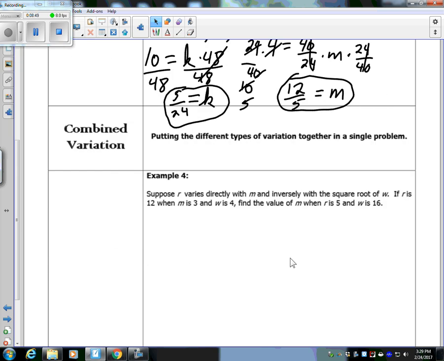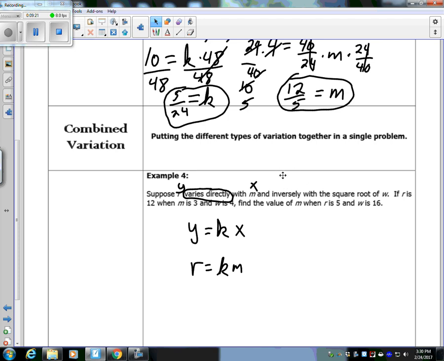And lastly, combined variation. Combined puts all the different types of variations together in a problem, or not all of them, but some of them. So our first example, r varies directly. So first we have a direct variation. So that's multiplying. So it's r is your y, m is your x. So we first have y equals k times x. That's direct variation, k times x, which is, we're going to replace that with r equals k times m.